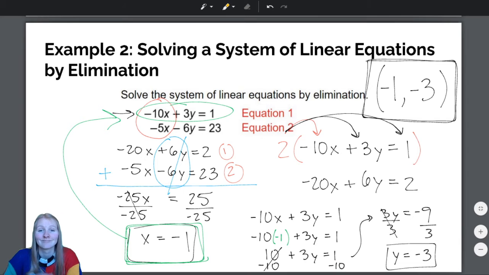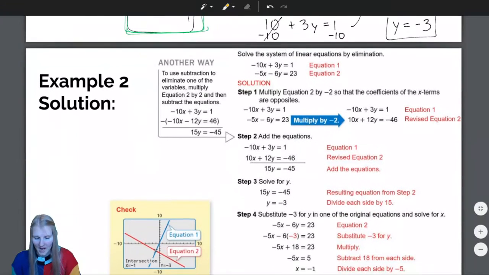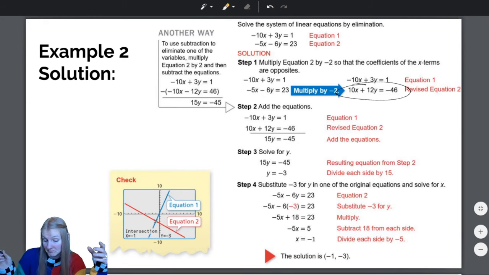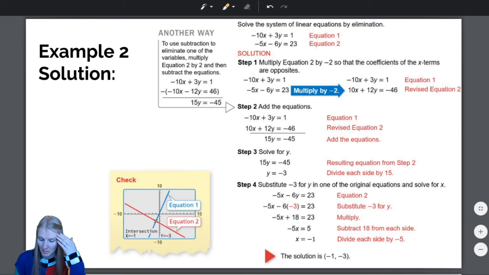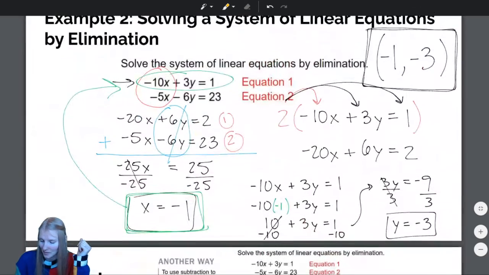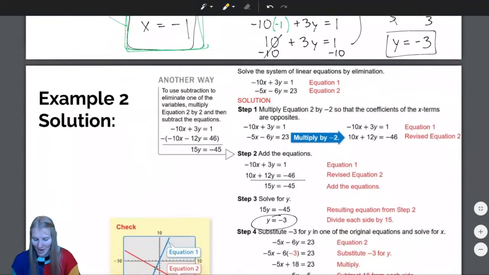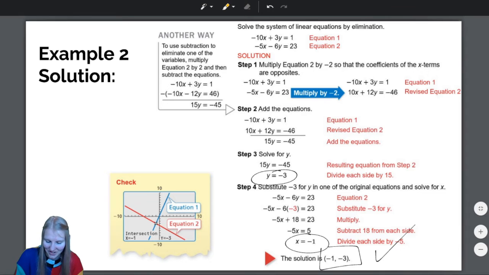Final answer. Ta-da! Okay, we can check and make sure that we were correct. They multiplied the bottom equation by negative 2. Doesn't matter. We multiplied the first equation by positive 2. But let's see if they get the same answer as us. Y equals negative 3, and x equals negative 1. So the solution is negative 1, negative 3. And oh my goodness, that's what we got as well. So booyah! We are correct. How exciting.